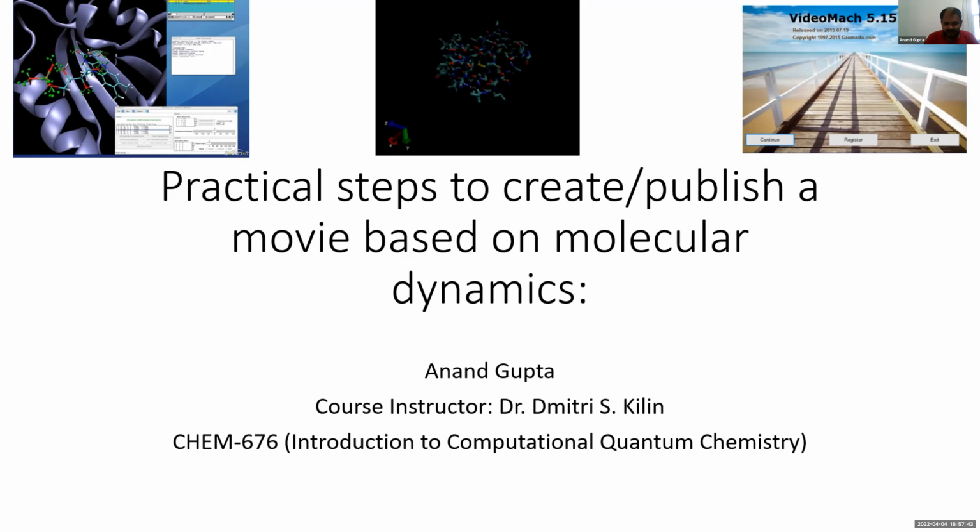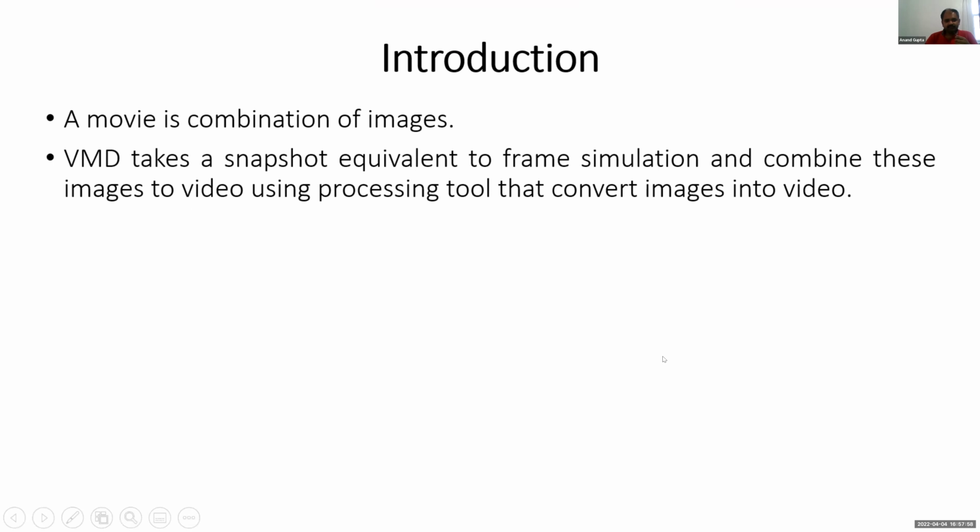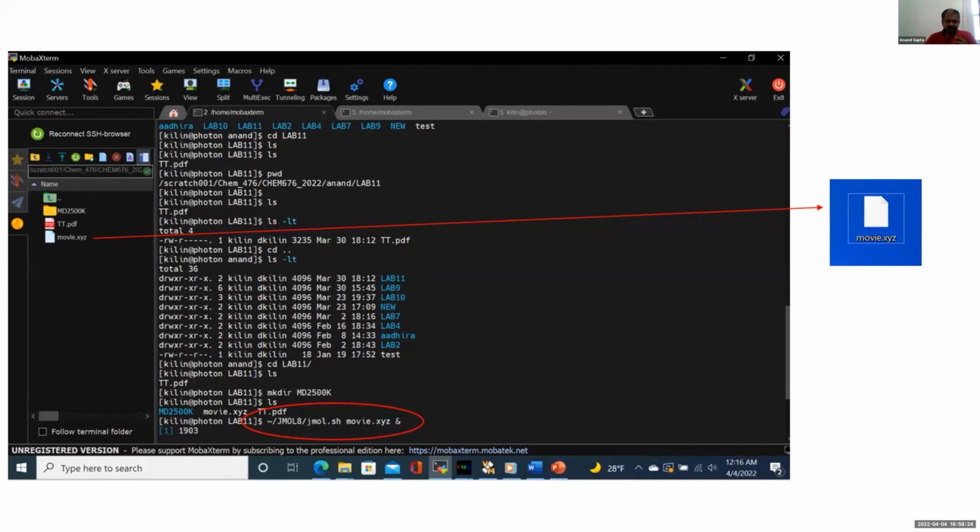Yeah, thank you. I'm going to present on practical steps to publish a movie based on molecular dynamics. What is a movie? It is a combination of different images. So VMD takes a snapshot equivalent to the frames. So it creates different snapshots of a frame and combines these images into a video using a processing tool. In our case, it is Video Mac that converts images into video. Now I'm going to show the practical steps for how to convert these images to the video.